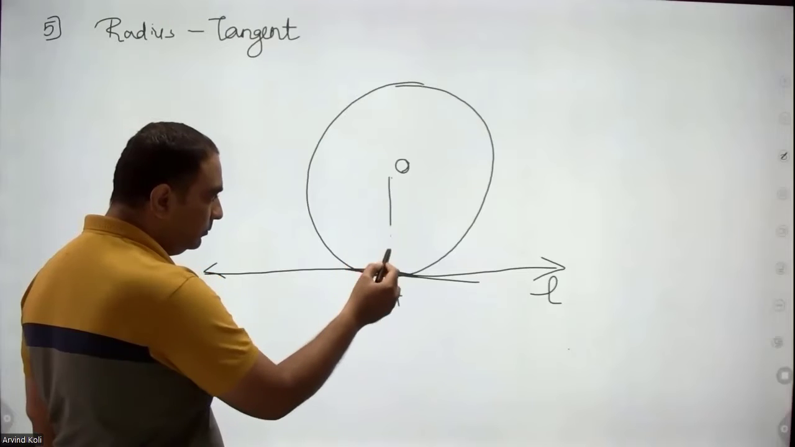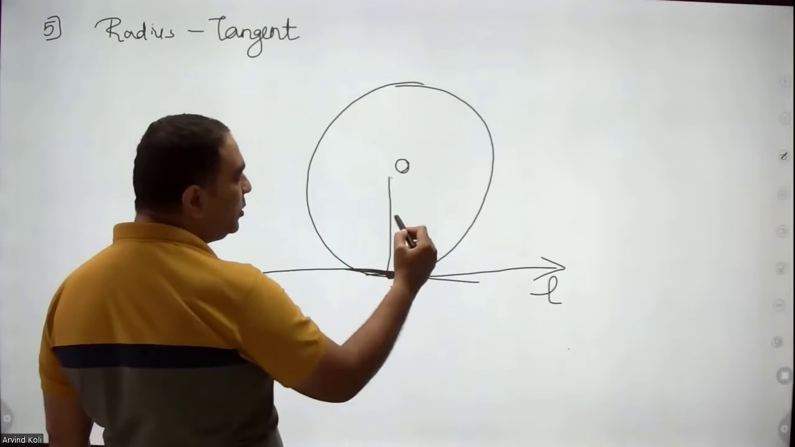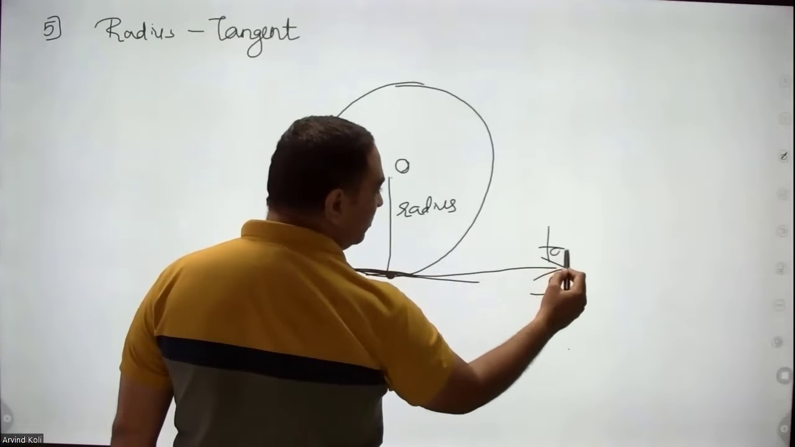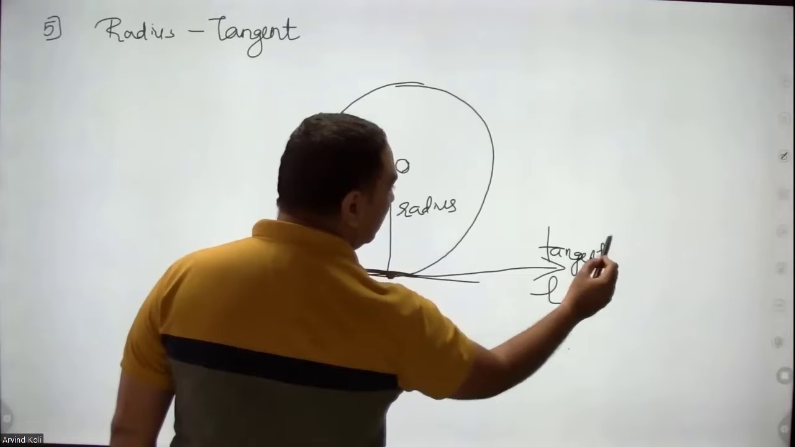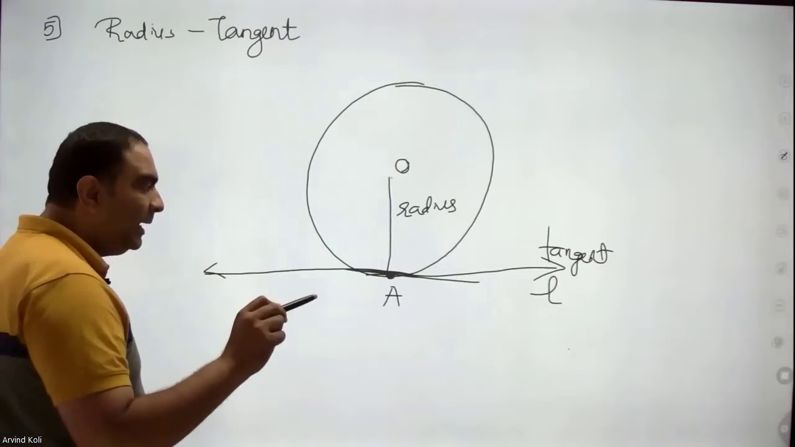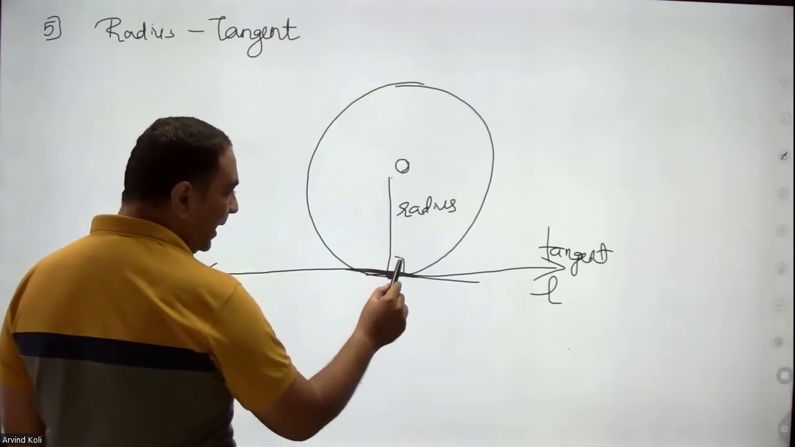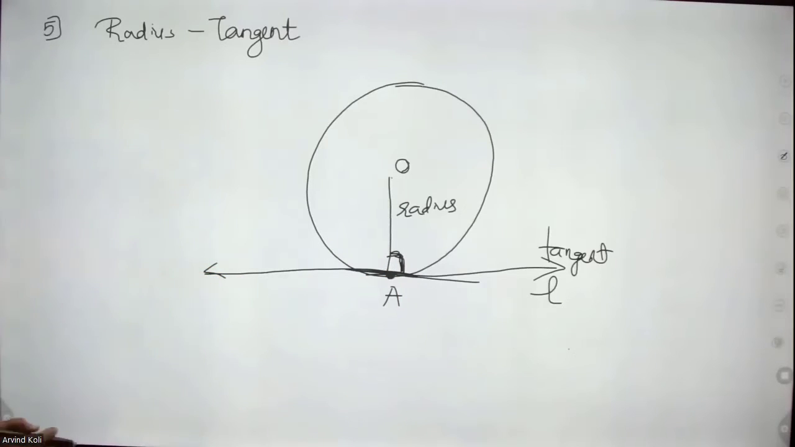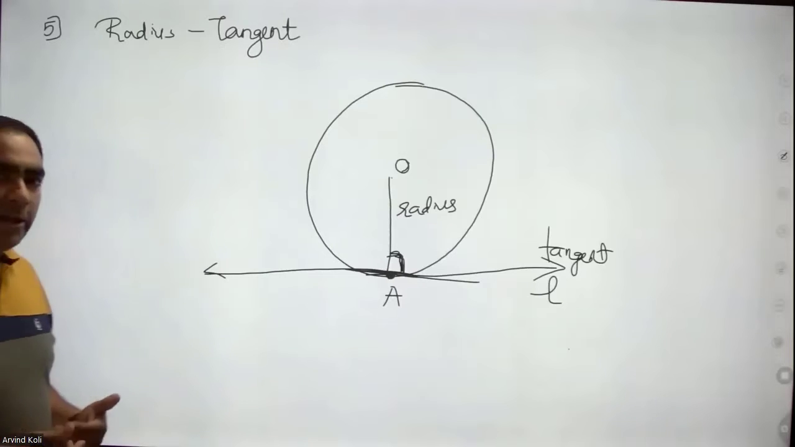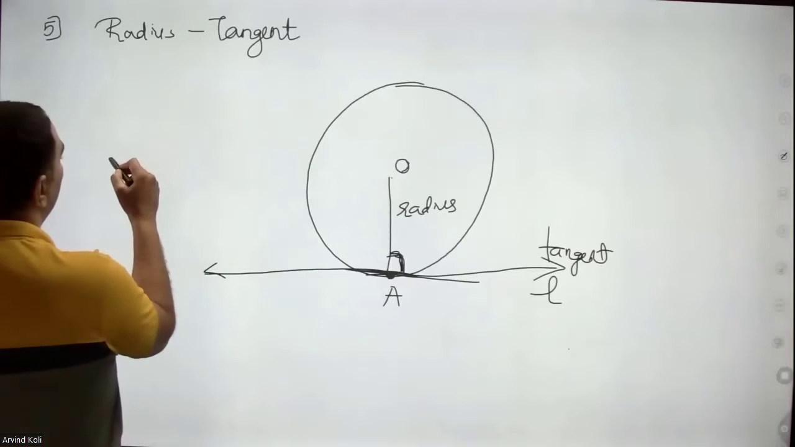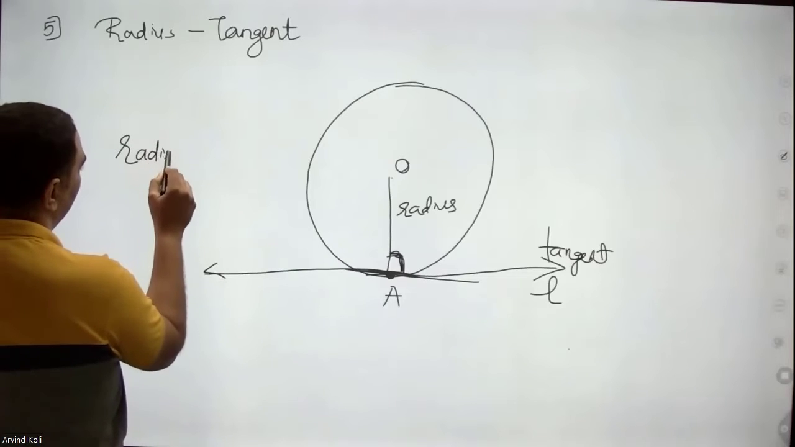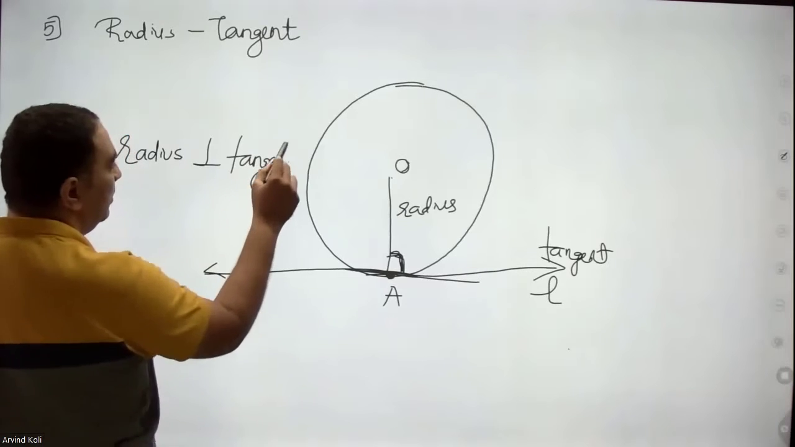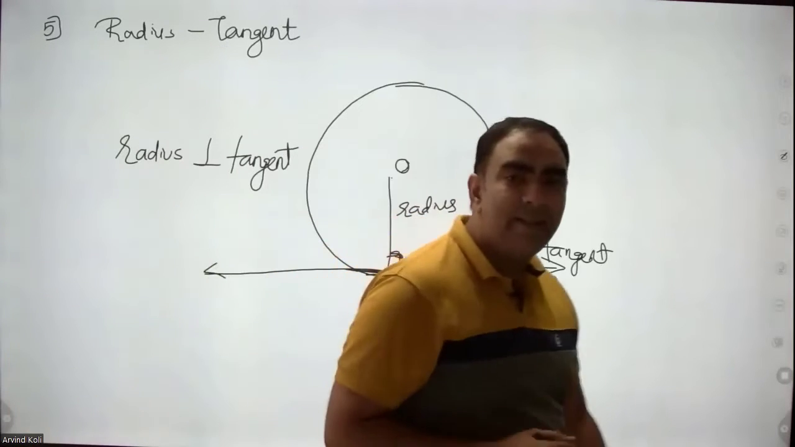Then, what is OA? OA is your radius. वो तो ठीक है, पता ही है हमें. L is the tangent. Then what is the relation? The relation is that this angle will be equal to 90 degree. That means radius is perpendicular to the tangent at the point of contact. Radius is perpendicular to the tangent at the point of contact.